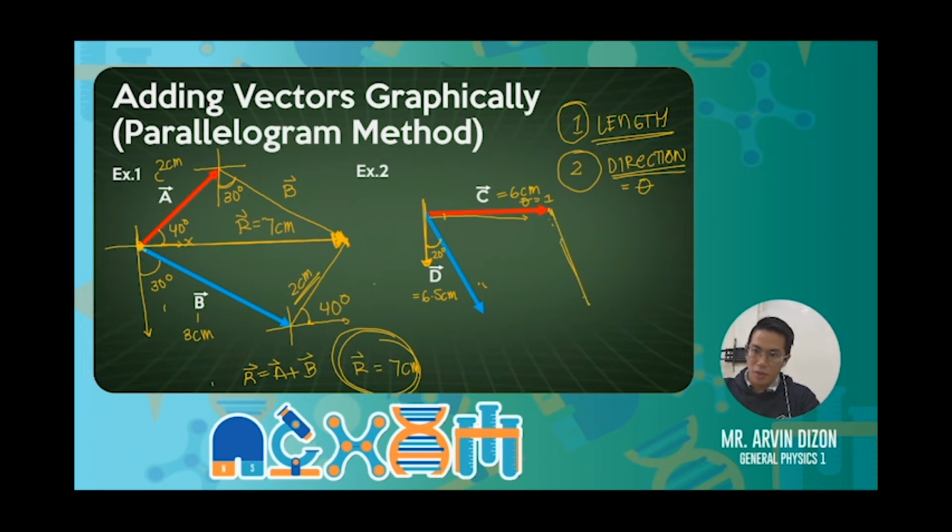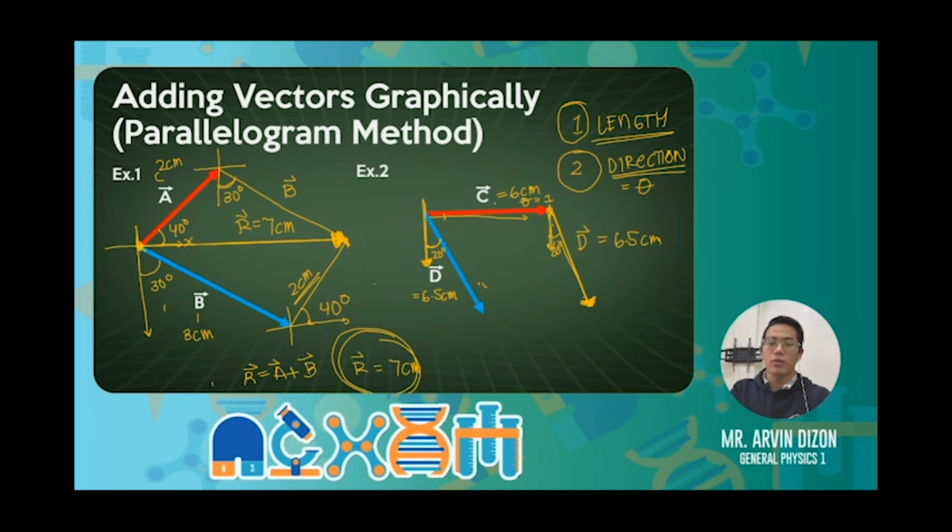Yan. For example, that is now your vector, a copy of your vector D. As you can see, it's not perfect, but you get the idea. You have to literally copy it using your ruler. Medyo mahirap lang when it's on screen. So this is now the copy of vector D. It should have the same size, which is 6.5 meter, and the same angle, which is 20 degrees, using the negative y as your base.